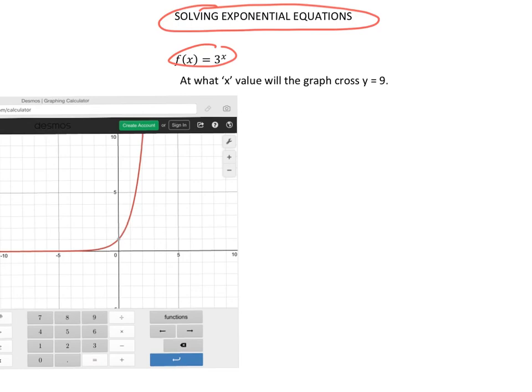Well, 9, how can we express 9 in terms of 3? Well, we know that 3 to the power of 2 will give me 9. And what's interesting about this, now look at the format. The bases are the same. If we want everything to be the same, what that means is you want the exponents to be the same. In other words, x is equal to 2.